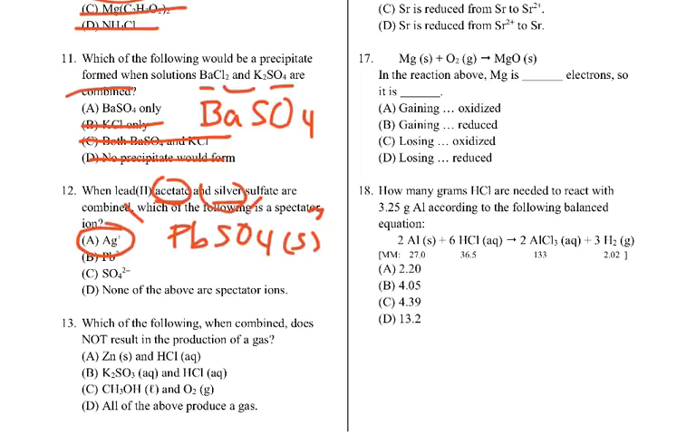Which of the following does not form a gas? Okay, well, we have to think about these reactions. So zinc and hydrochloric acid, that is going to be a single replacement reaction forming hydrogen gas and zinc chloride. So that is not the answer. That makes a gas. K2SO3, HCl, those are going to change partners, double replacement. The H's and the SO3s are going to form H2SO3, which is one of the things that forms gases.